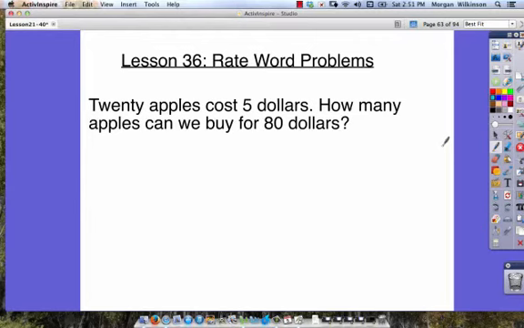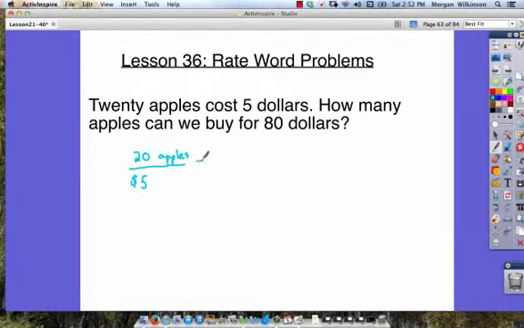Lesson number 36 is all about rate word problems. And our first question says, 20 apples cost $5. How many apples can we buy for $80? So using a rate to solve this, we can say 20 apples per $5, because they cost $5 for 20 apples.